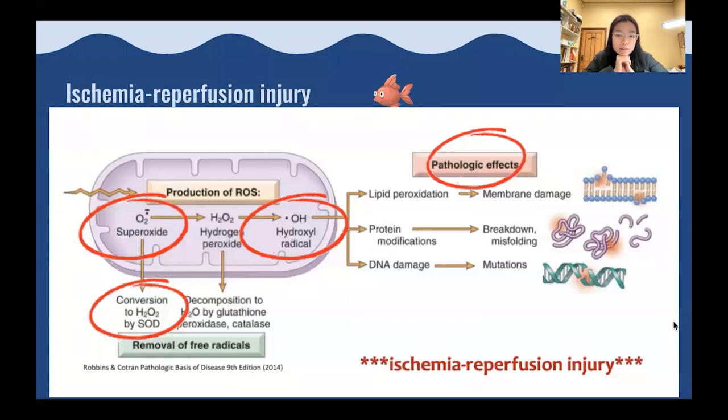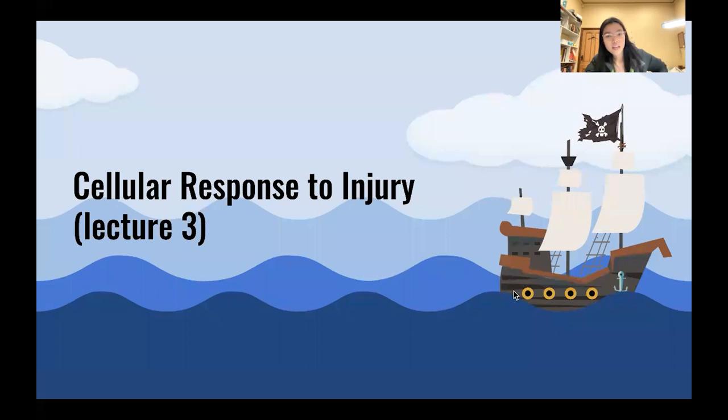Here's this image from the slides, and it shows you the harms of ischemia reperfusion injury. You have DNA damage, protein modifications, and membrane damage as well, because you've got lipids in the membrane, and that's why it's so harmful. Okay, we'll move on to lecture three.